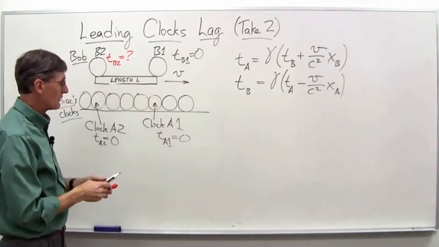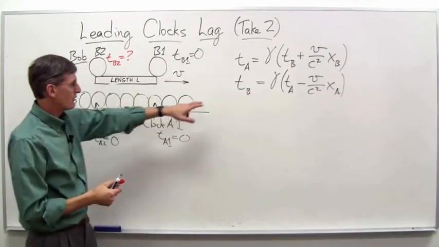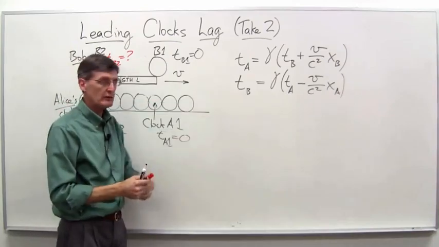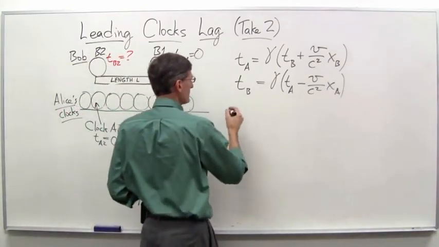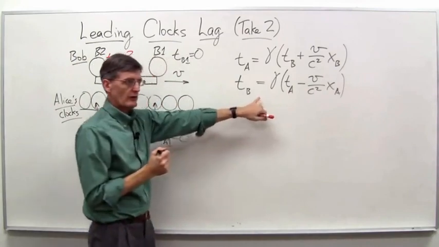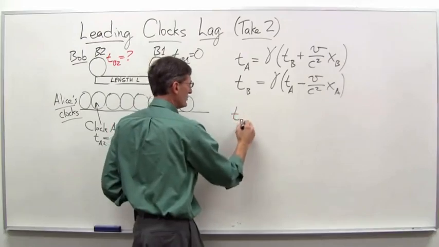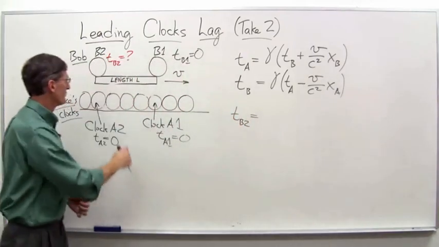Well, let's see what we can do with this. We're after a time in Bob's reference frame, so let's use the TB equation here. Just start off from this one, and we can say, okay, we've got TB2 equals what? This is what we're after.